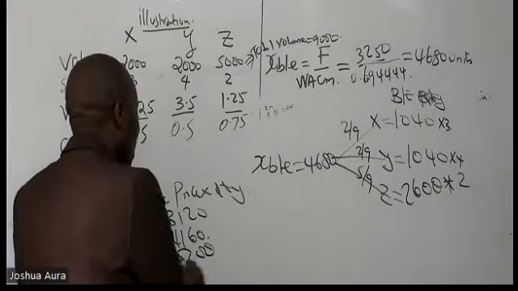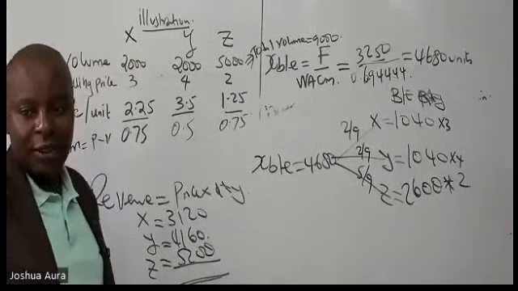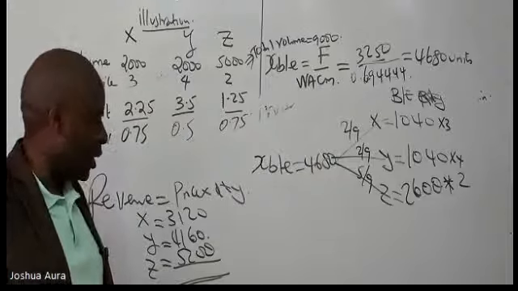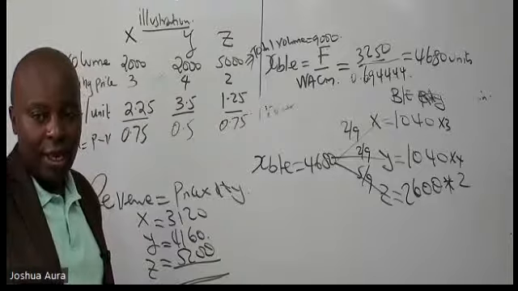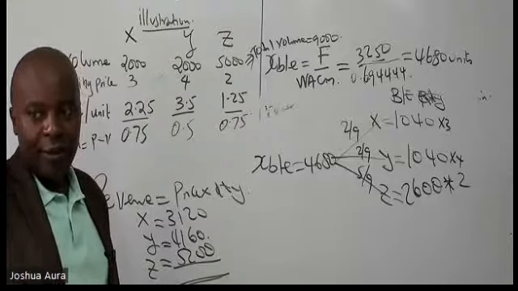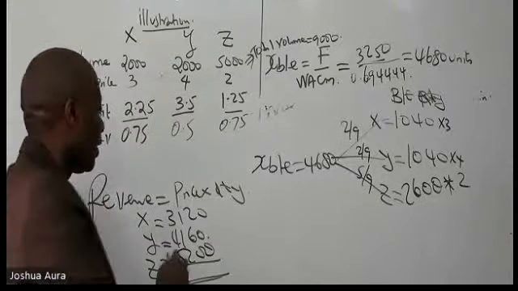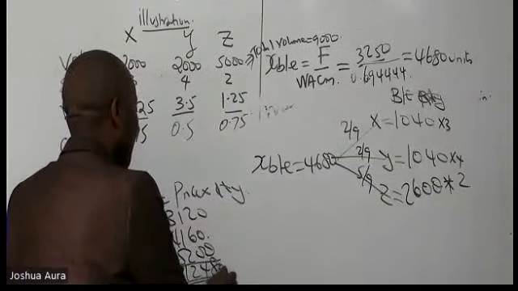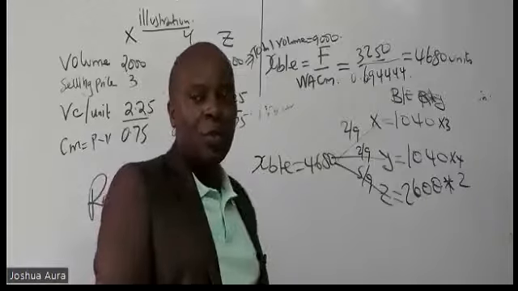So total will end up giving me what figure now? Please add the 3. If you were to add the 3, what shall you get at the end of the day? 12,480. You have fully answered part 1 of this question.